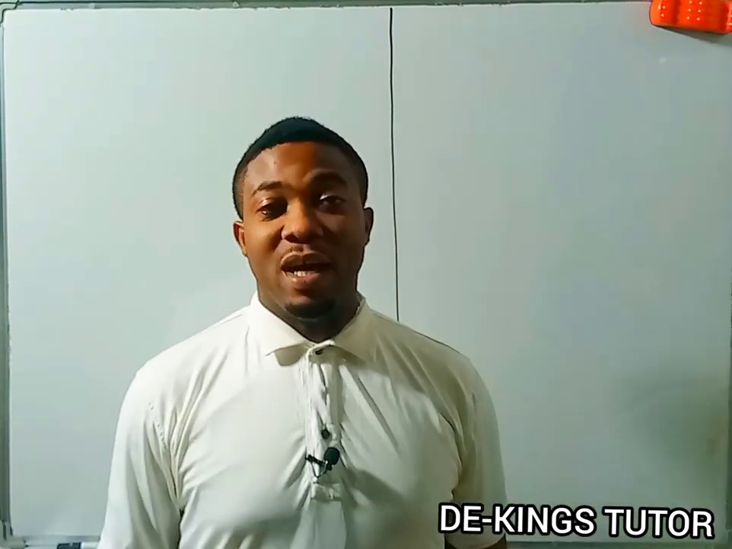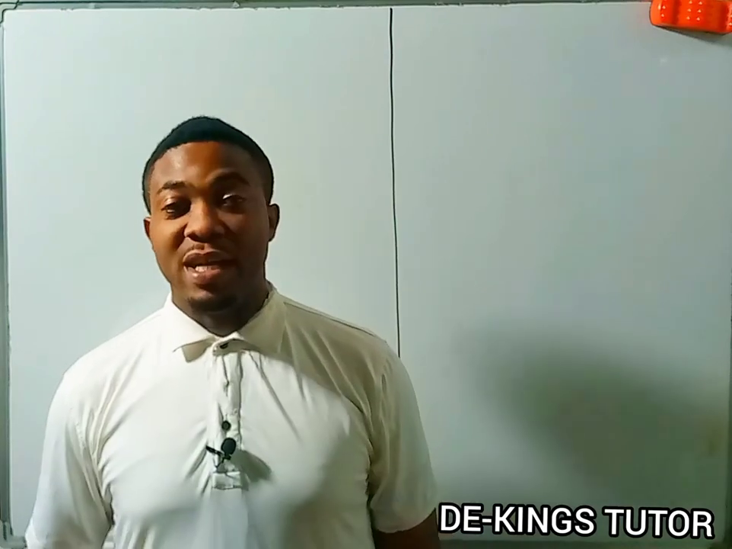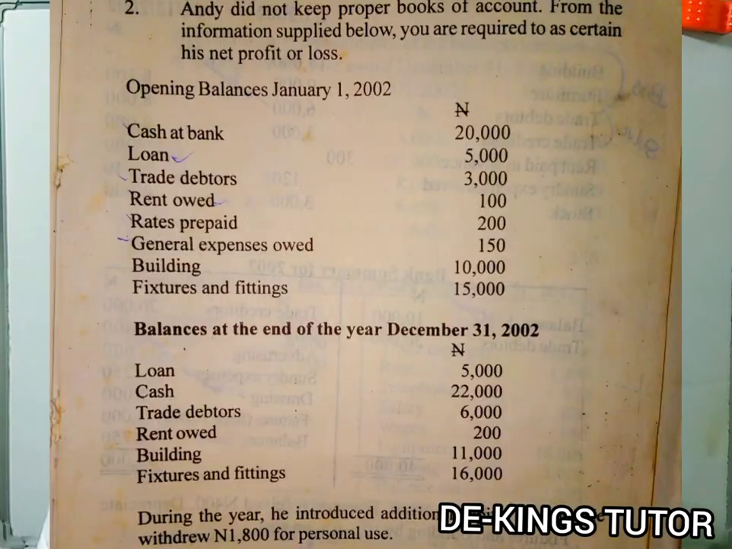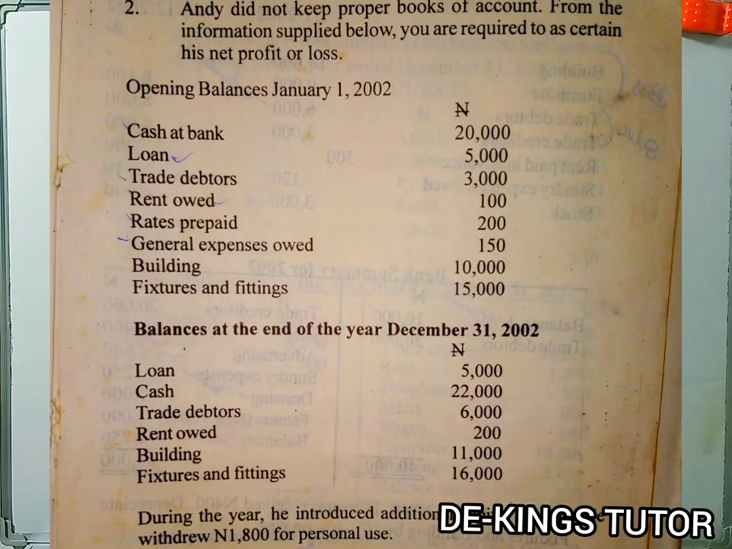Now, today we want to see the solution on single entry and incomplete records. So let's see the question. It says, Andy did not keep proper books of accounts. From the information supplied below, you are required to ascertain his net profit or loss.